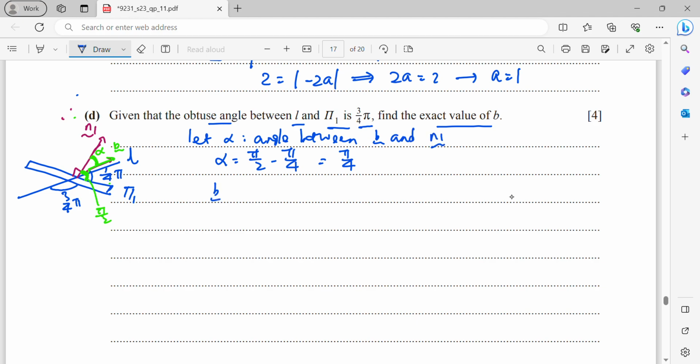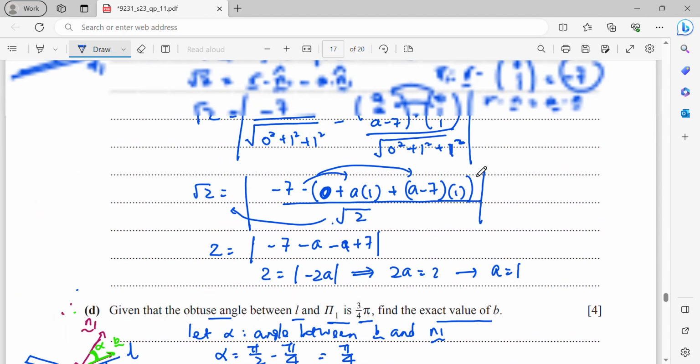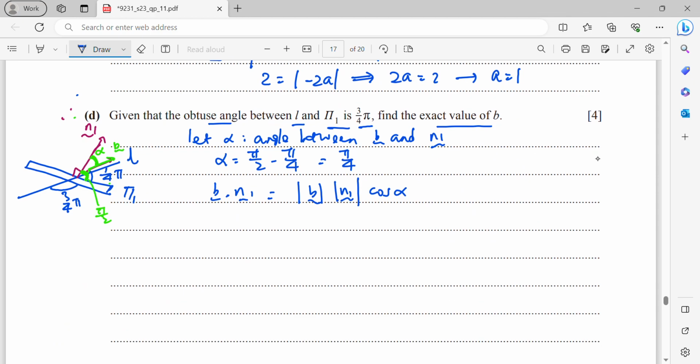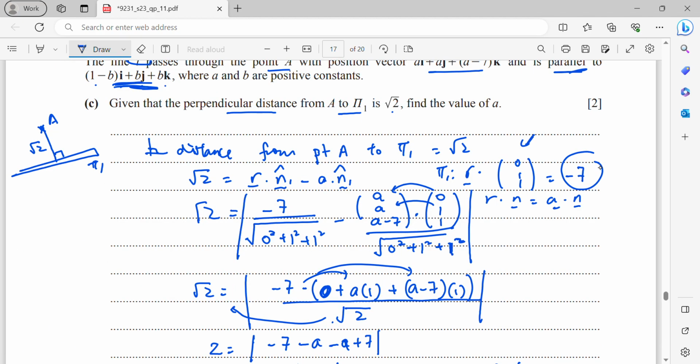Now B dot N1 equals magnitude B, magnitude N1, cos alpha. The B is given in the previous question. B is this, because the line is parallel to the vector. This is the direction vector of the line. I will get (1 minus b, b, b). Dot my N1 from the previous question, this is pi 1, that means this is my N1. It will be (0, 1, 1).